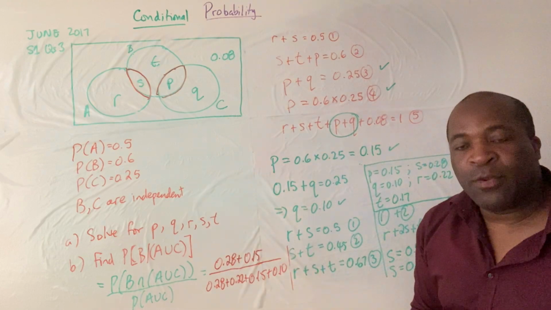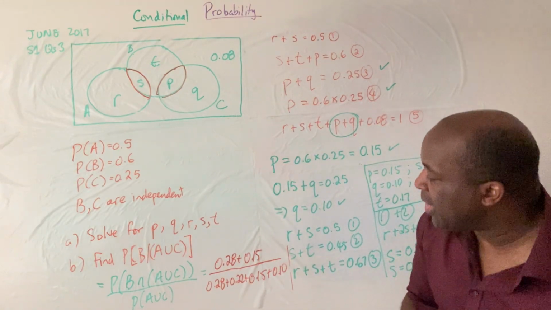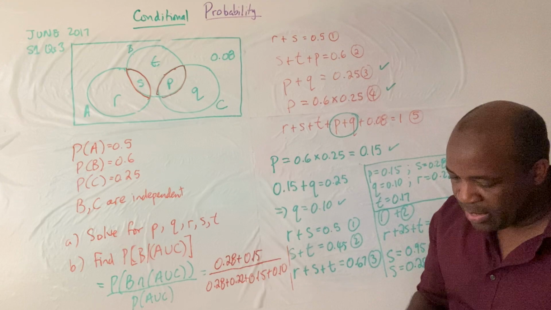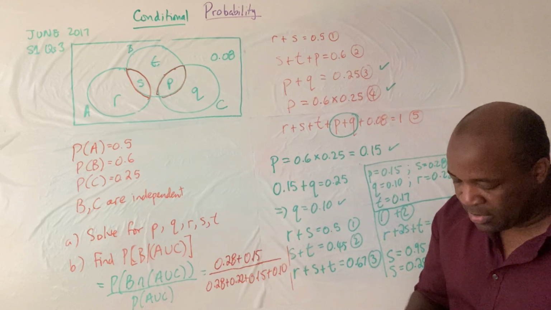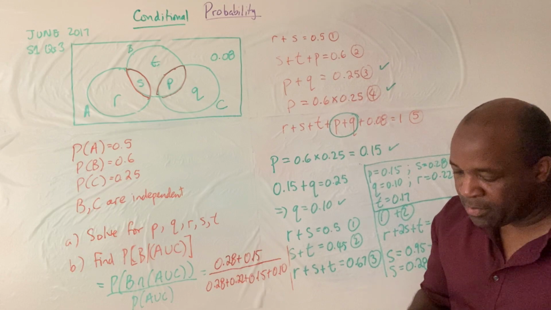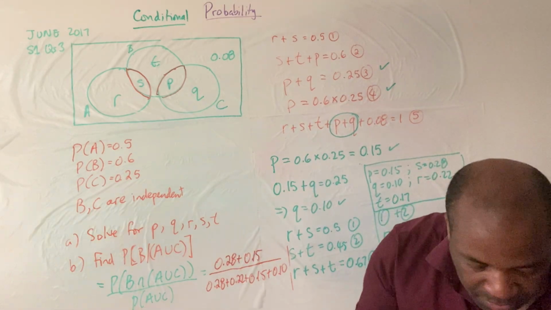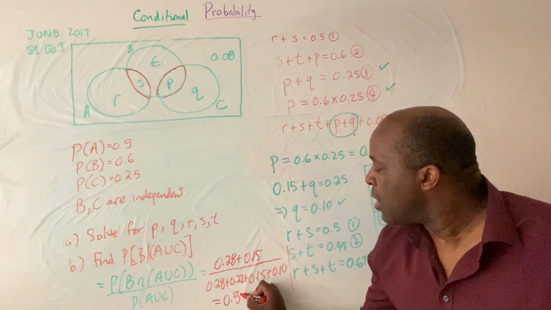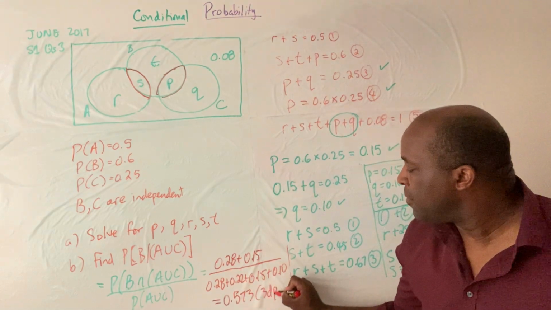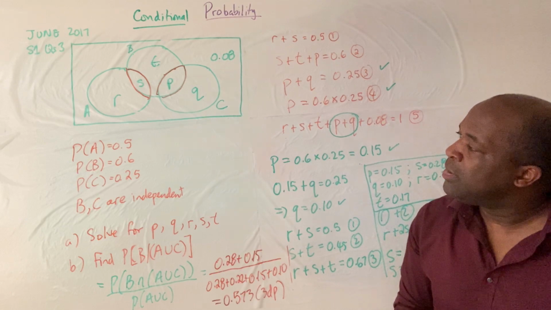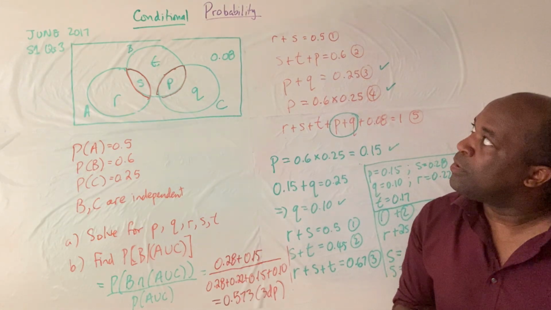And then we're going to evaluate that as best as we can. So we can use a calculator here. 0.28 plus 0.15 divided by 0.28 plus 0.22 plus 0.15 plus 0.1, and that should give us 0.573 recurring. So we have 0.573 to 3 decimal places. All right, so a fairly interesting question, which I thought might be thought-provoking in your preparation for conditional probability.